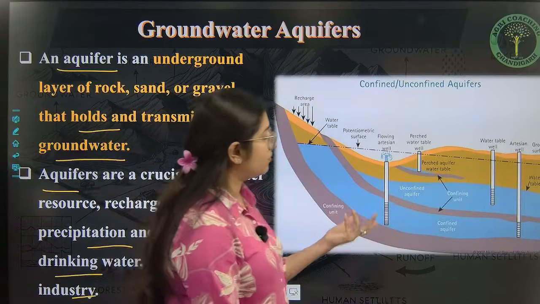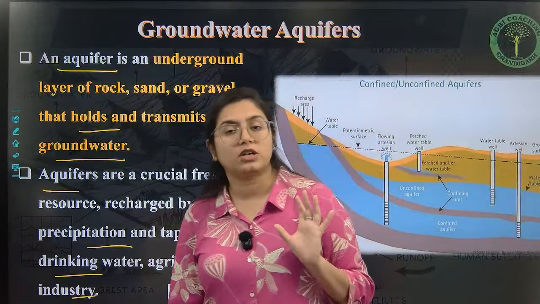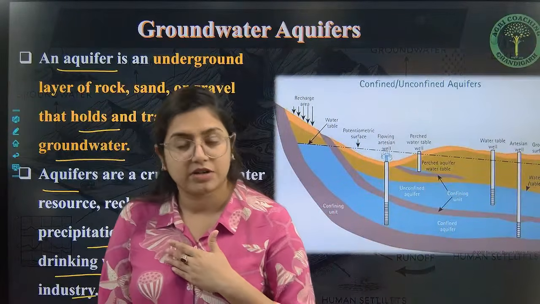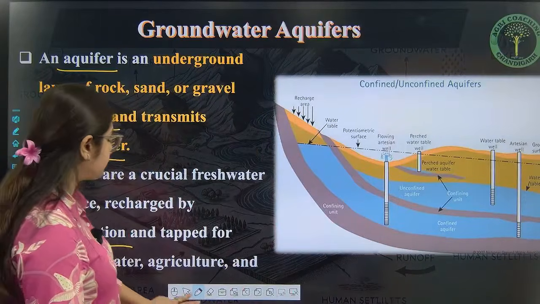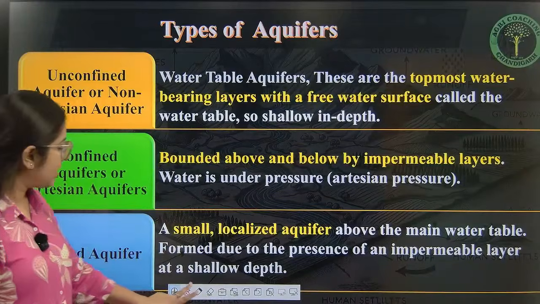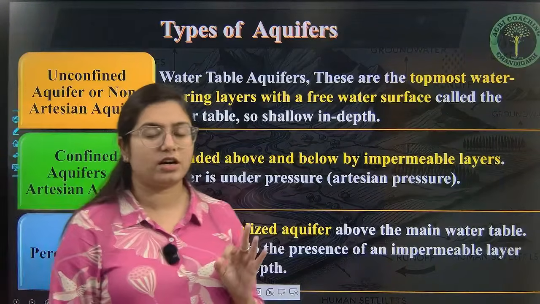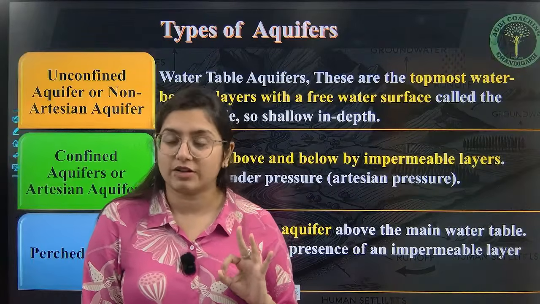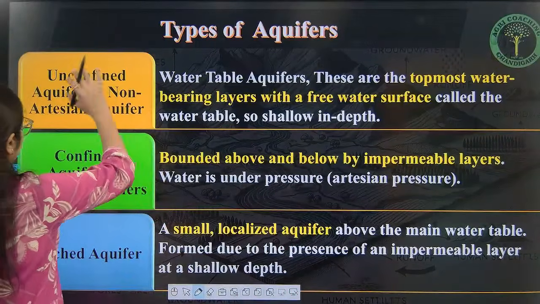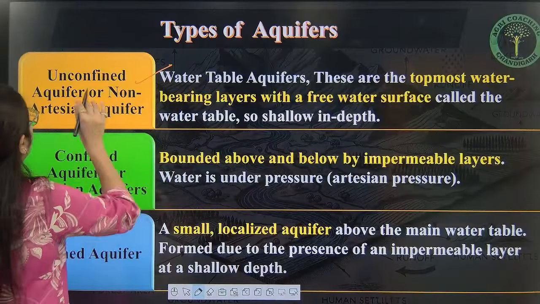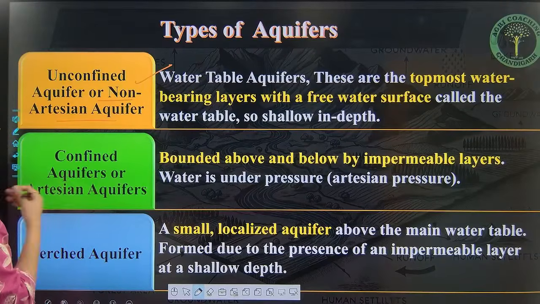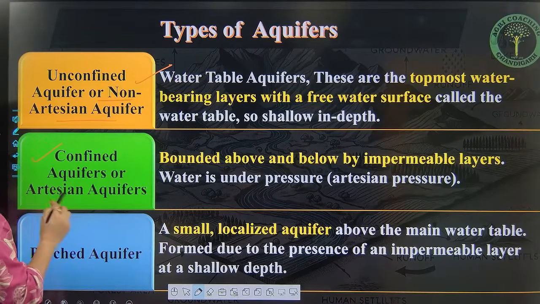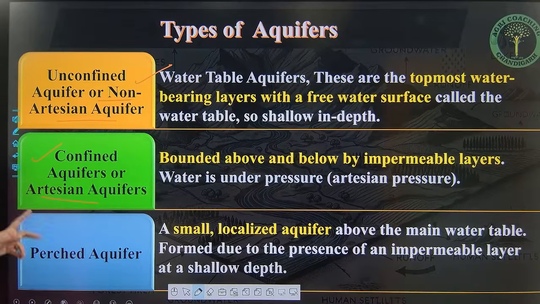The groundwater present in the aquifers is what we use for our day-to-day activities, and it is utilized by industries and for irrigation as well. Now, let's talk about the types of aquifers. Basically, we have 3 types of aquifers. The very first is the unconfined aquifer, also known as the non-artesian aquifer. Next, we have the confined aquifer, also known as the artesian aquifer. And the third one is the perched aquifer.